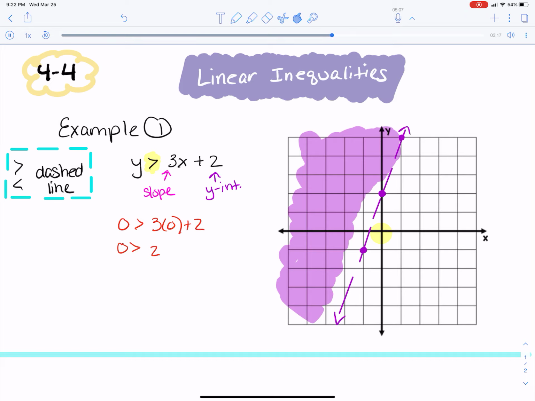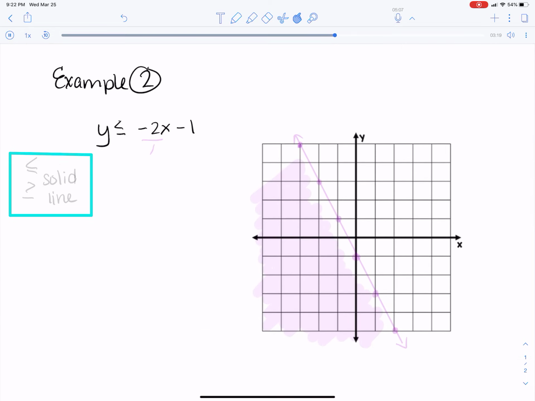Okay, so let's take a look at example 2. We have y is less than or equal to negative 2x minus 1. So again, I'm going to start with my y-intercept. My y-intercept's at negative 1. So we're going to plot our point down here at negative 1. And my slope is negative 2 over positive 1. So we're going to go down 2, right 1. Down 2, right 1. I'm going to keep going in both directions.